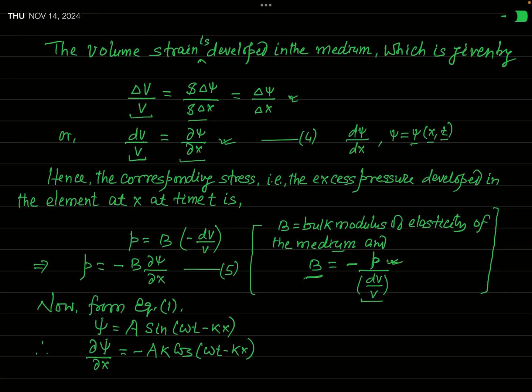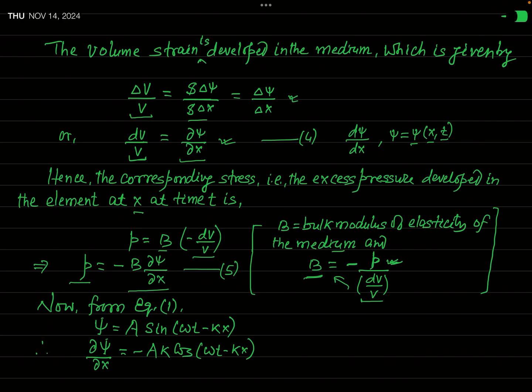As this strain is created here, from the theory of elasticity, a strain always corresponds to a stress. A stress is the cause of a strain. Always a stress produces a strain. So this bulk strain has definitely been created by some bulk stress, and that bulk stress is this small p. So the corresponding stress, which is actually the excess pressure developed in this element at position x at time t, will be what? You can see this result. We will take the cross multiplication. P will be equal to B times minus dV by V, and dV by V, you have seen, is del psi by del x. So the bulk stress developed in this element at position x at time t is given by P equal to minus B times del psi by del x. B is here the bulk modulus. You may also write the symbol E for this elasticity.